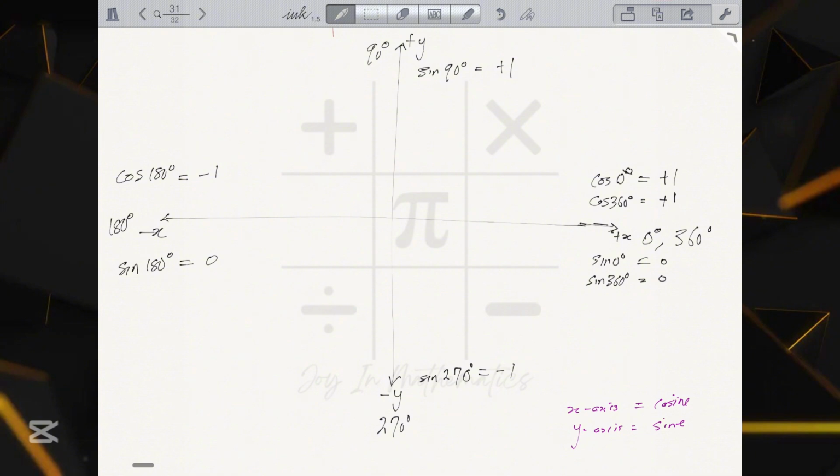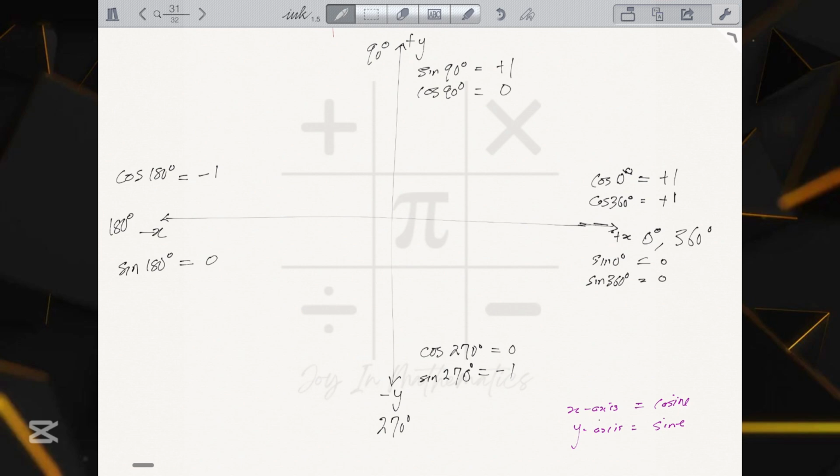Similarly, any expression of cosine function on the angles represented on the y-axis will be equals to 0 because the y-axis belongs to the sine function. Therefore, we are saying that cos 90 degrees and likewise cos 270 degrees is equals to 0 and is equals to 0. So, interesting.